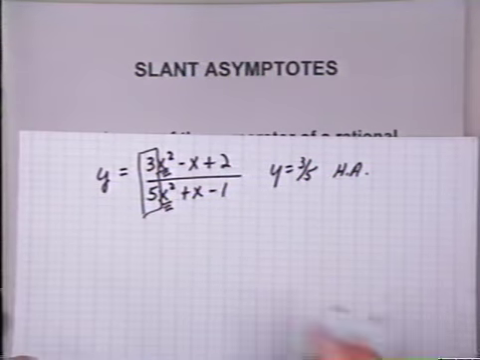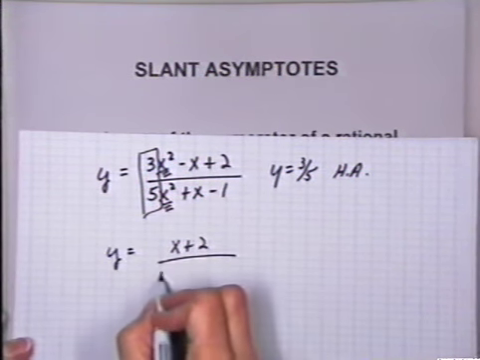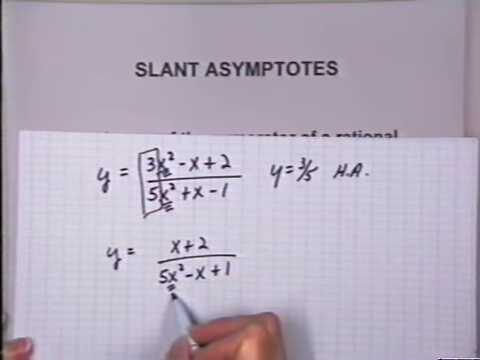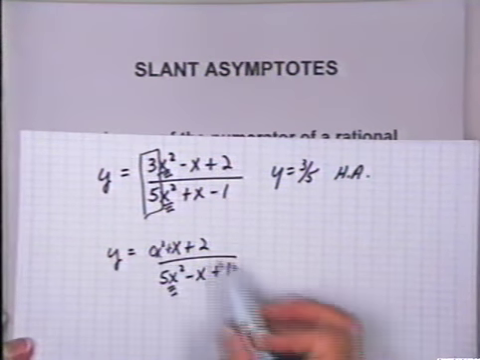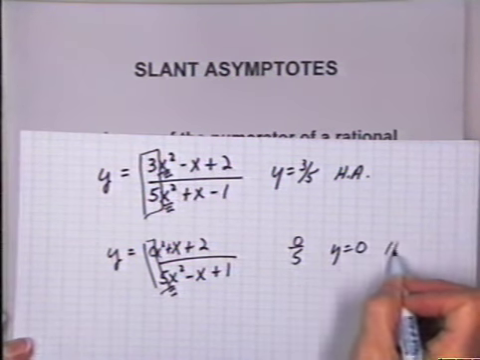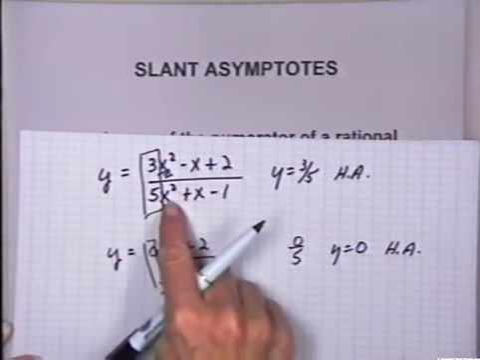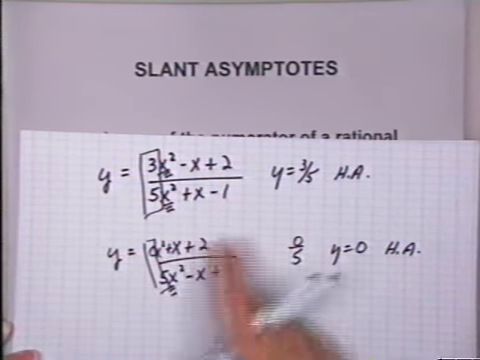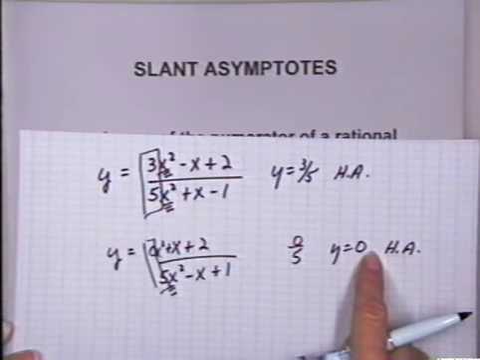I also mentioned to you, if you had situations like this, maybe we have y equals x plus 2 over 5x squared minus x plus 1. There's x squared down here. I don't have x squared up here, so I put in a 0x squared. My leading coefficients then are 0 over 5. So I get y equals 0 for a horizontal asymptote. So in general, we find out that if the power in the denominator is either equal or larger than the power in the numerator, we get a horizontal asymptote. Of course, if the power down here is bigger, we get y equals 0.